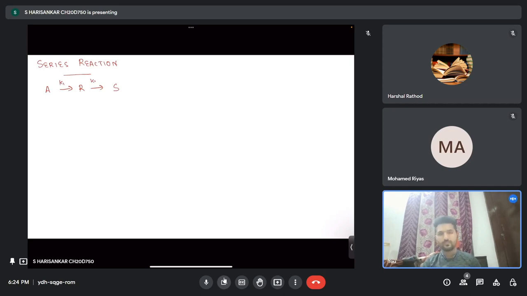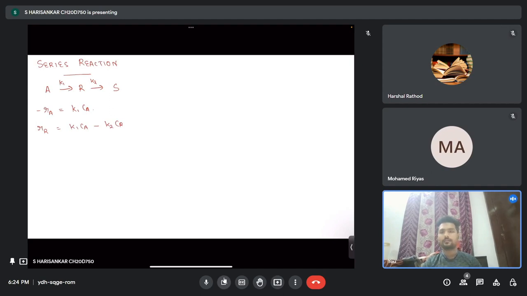So we can write three equations for rate. The first equation is rate of disappearance of A. So that is minus Ra, and that will be K1 Ca, where Ca is the concentration of A. Now we can also write this in terms of rate of formation of R. So let's say RR. This will be K1 Ca minus K2 Cr.